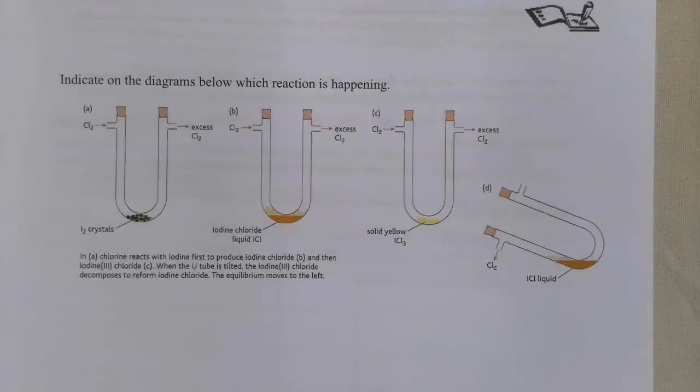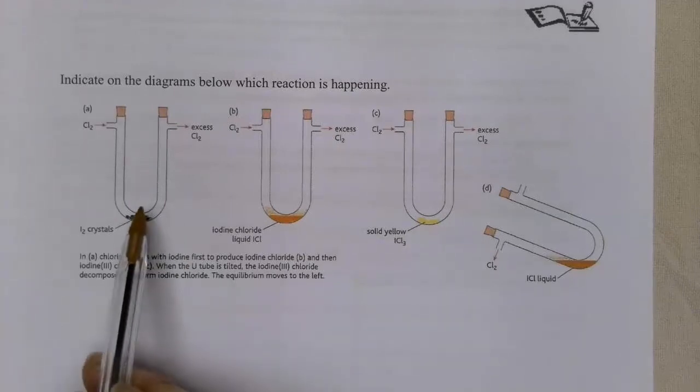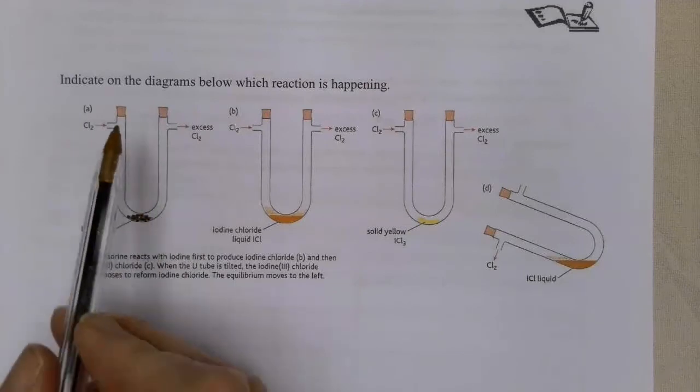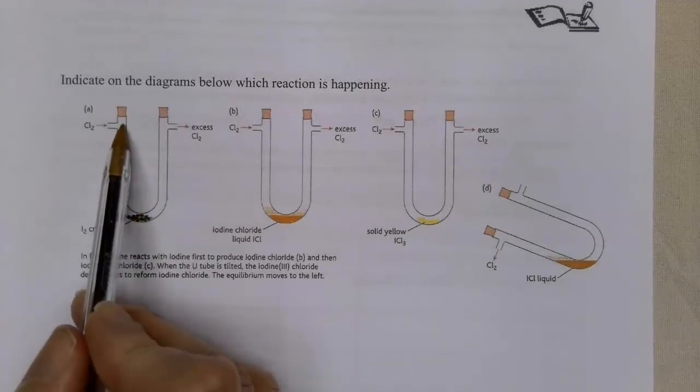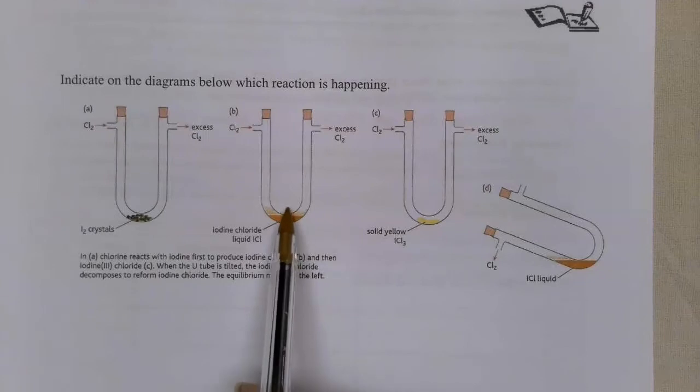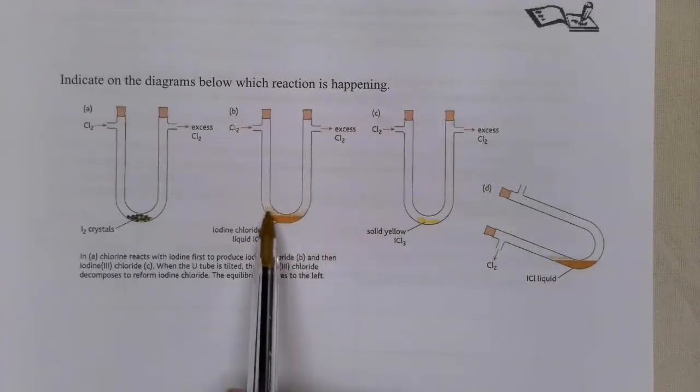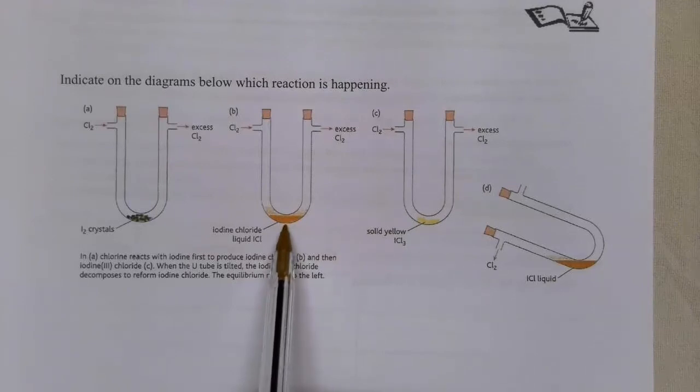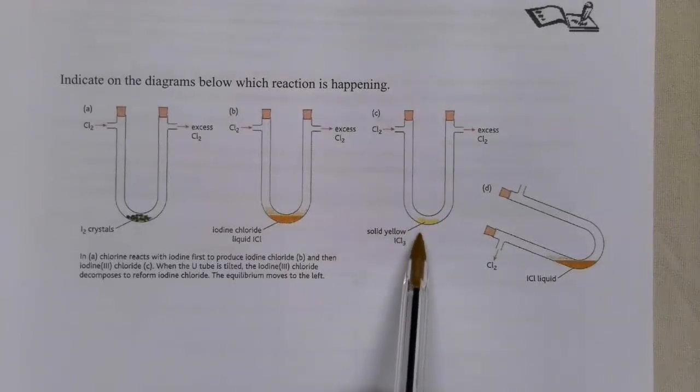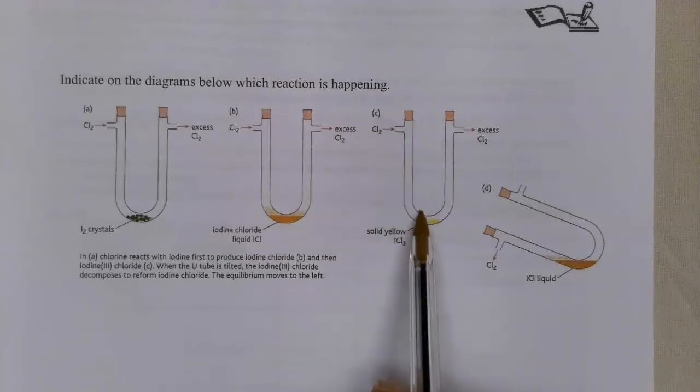So our last example is looking at the equilibrium between iodine, iodine monochloride and chlorine. So here I have my iodine crystals, and they're reacting with the chlorine gas coming in for the first reaction, and I'm making this brown ICl liquid, this iodine chloride liquid. That will convert into the solid yellow crystals of ICl3 as we're adding more chlorine.